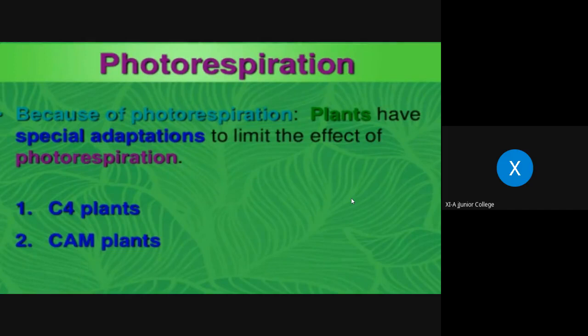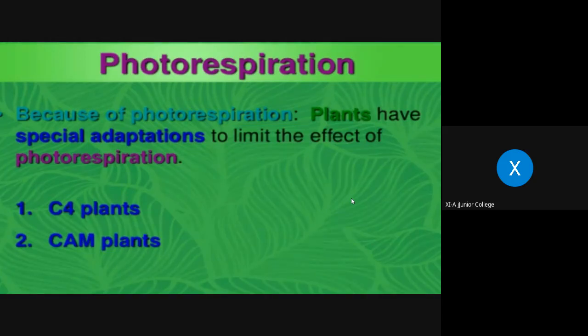Because of this photorespiration, plants have special adaptations to limit its effect. These plants which show the special adaptations are called C4 plants and CAM plants. Now what are C4 plants, what are CAM plants, and what is the C4 pathway, that we will discuss tomorrow. The C3 pathway is clear. We have revised the entire part of yesterday, as well as discussed today the light independent, that is the dark reaction part of photosynthesis.